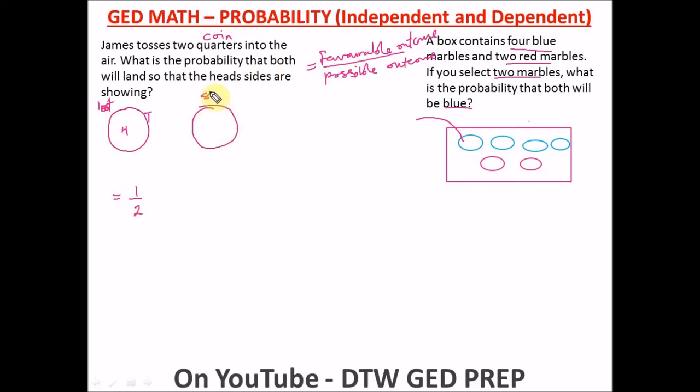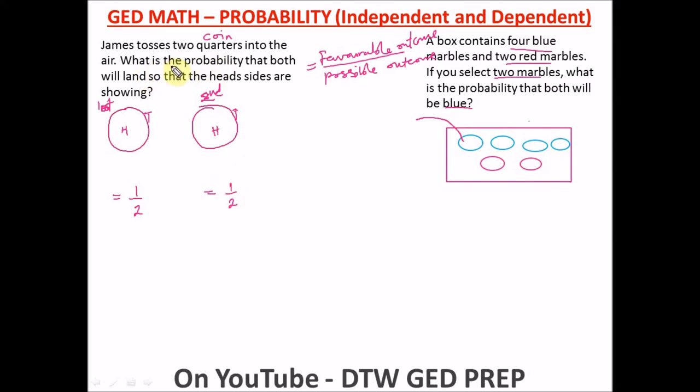Now the probability for the second quarter landing so that the head side is showing is also the same. A quarter, as I said, has only two possible outcomes, heads and the back, which is the tail. So we have two, and definitely heads can only appear once in a coin, so we have one. So this is the probability for the first coin landing on heads, and the probability for the second coin landing on heads.